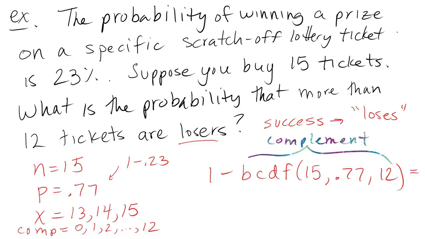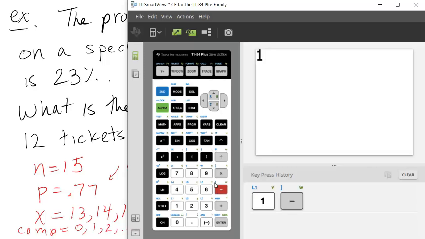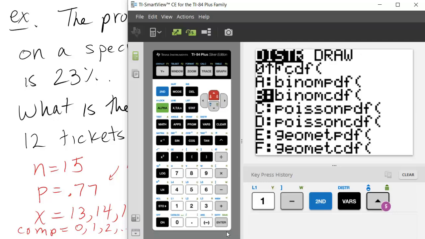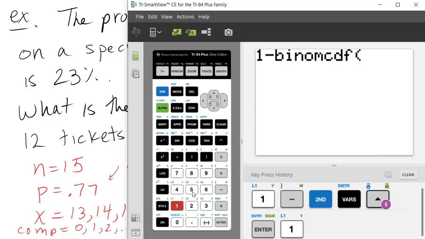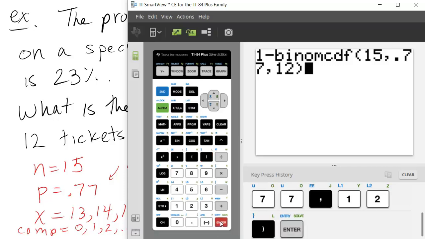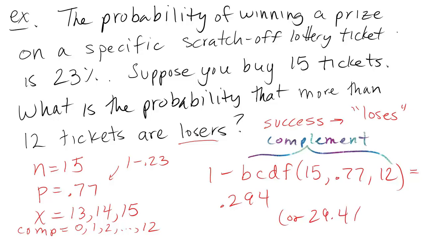Let's throw this in the calculator. So I'm going to type the 1 minus first and then access second vars. It's Binomcdf 15, comma, 0.77, using the probability of getting a losing ticket, comma 12 because that's where the complement ended. And we get around 0.294, really close to 30%, 29.4%. Something that happens almost 30% of the time couldn't be considered rare. So you shouldn't feel cheated if you get more than 12 losers.